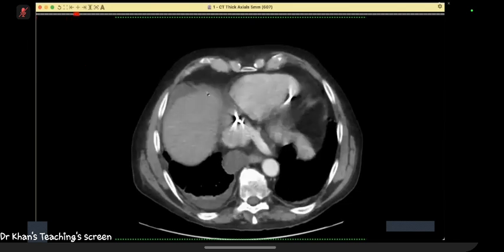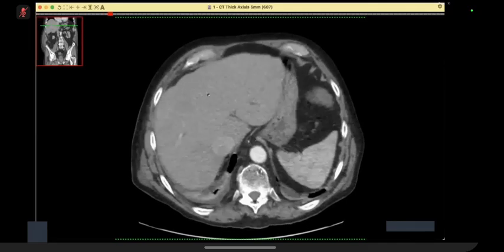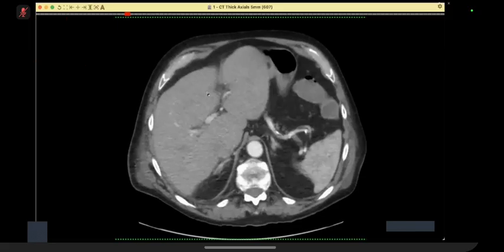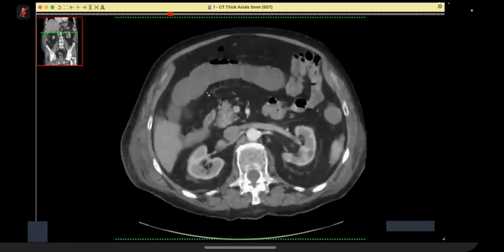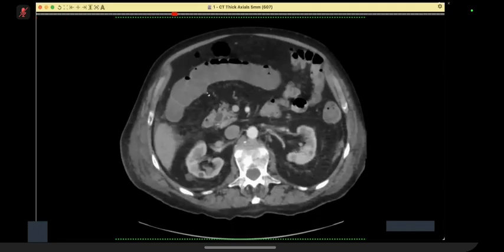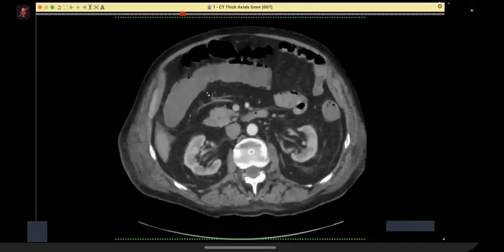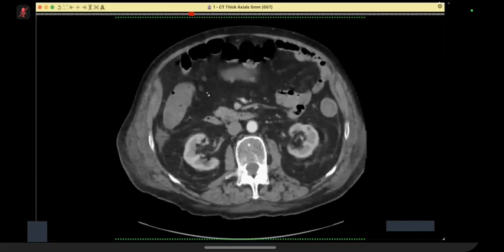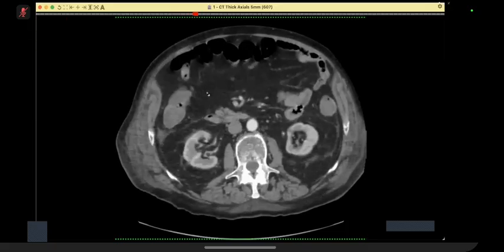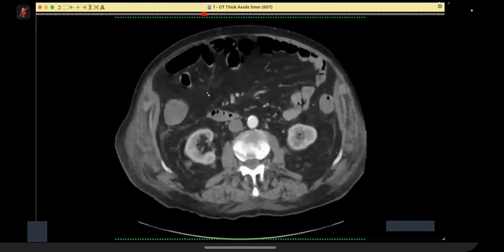I'll just scroll through all the images before starting to comment. I can see in these sections that there is mild bilateral pleural effusion, right side more than the left side. I'm looking at the liver. The liver appeared normal. There are some prominent small bowel loops in the abdomen. The kidneys appear shrunken in size. That could be normal for the age with some renal cysts.